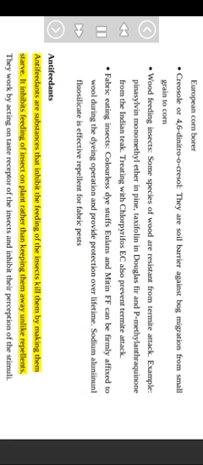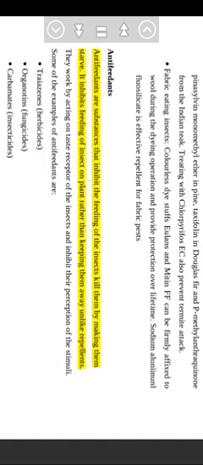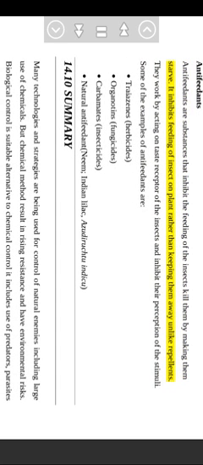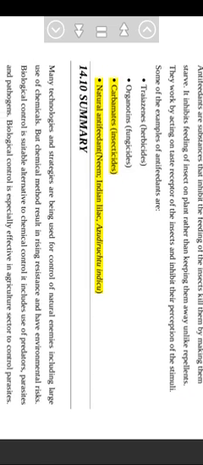Antifeedants. Antifeedants are substances that inhibit the feeding of insects, killing them by making them starve. They inhibit feeding of insects on plants rather than keeping them away, unlike repellents. They work by acting on taste receptors of the insects and inhibit their perception of the stimuli. Some examples of antifeedants are triazines, herbicides, organotins, fungicides, carbamates, insecticides, and natural antifeedants like neem, Indian lilac, Azadirachta indica.